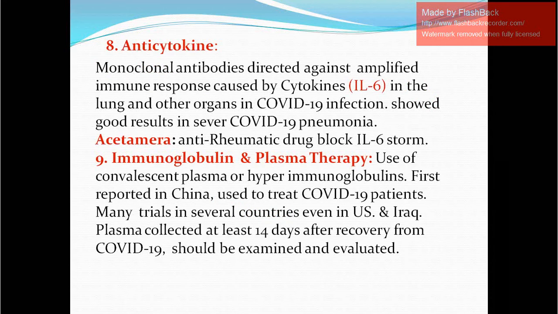Anticytokine, number 8, is now used in severe cases, mainly because of the cytokine interleukin storm, and mainly in severe cases of pneumonia. They found that it's effective in the treatment of such severe COVID pneumonia. And tocilizumab, which is an anti-rheumatic drug, also blocks interleukin 6, and they are using many immunosuppressive drugs in this storm of cytokines. Immunoglobulin plasma therapy is used as convalescent plasma or hyperimmunoglobulin, and they first used that in China to treat COVID-19 patients.